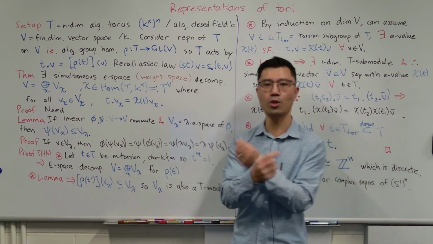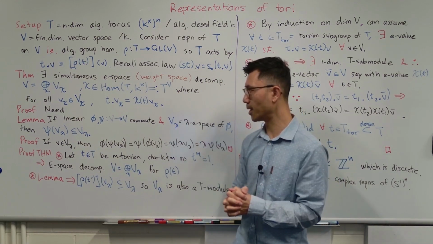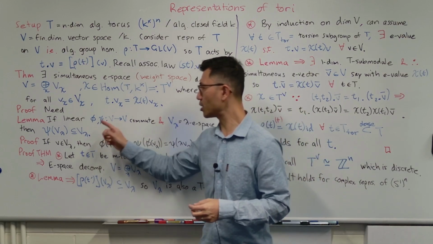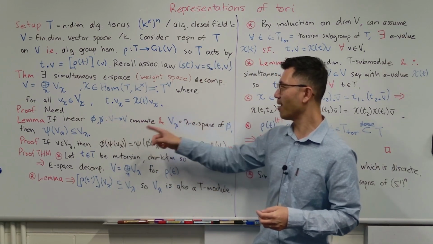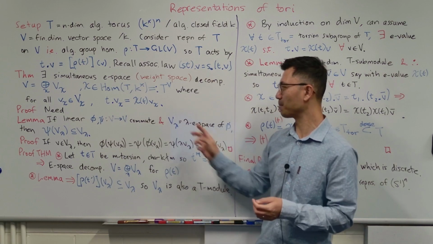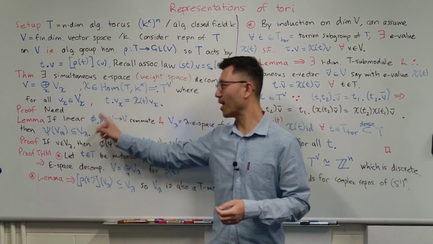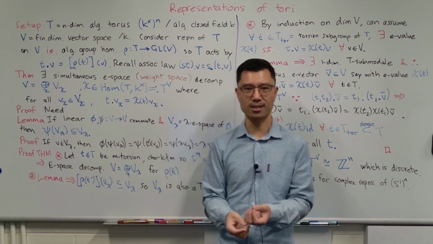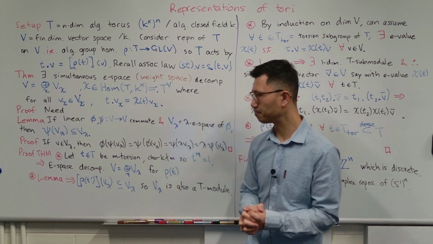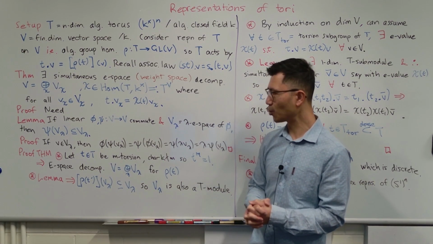If you have two commuting endomorphisms, by the way, it's symmetric in phi and psi, so you can also swap the roles of phi and psi. So basically, each will preserve the eigenspaces of the other one. Okay. So let's see why this is true, and this is easy enough.